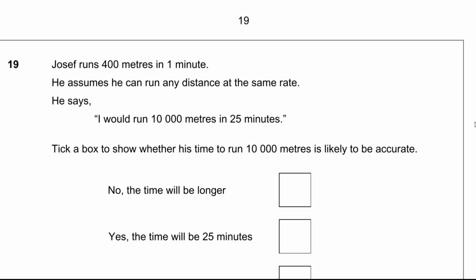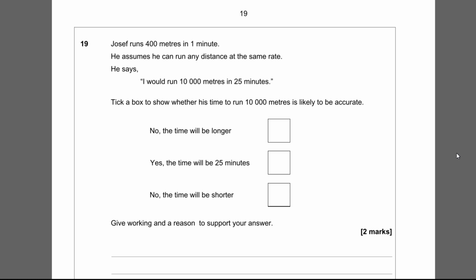Let's move on. Question 19. Joseph runs 400 meters in 1 minute. He assumes he can run any distance at the same rate. He says, I would run 10,000 meters in 25 minutes. Tick a box to show whether his time to run 10,000 meters is likely to be accurate. We have some choices here. So all the choices are: No, the time will be longer. Yes, the time will be 25 minutes. No, the time will be shorter.